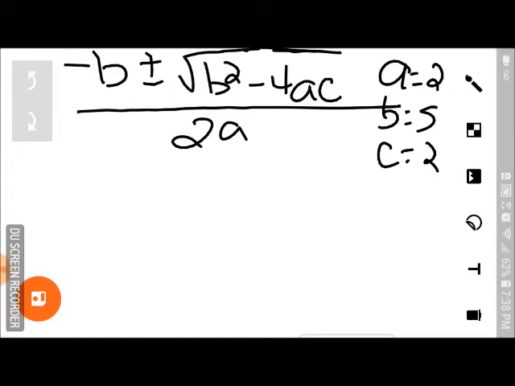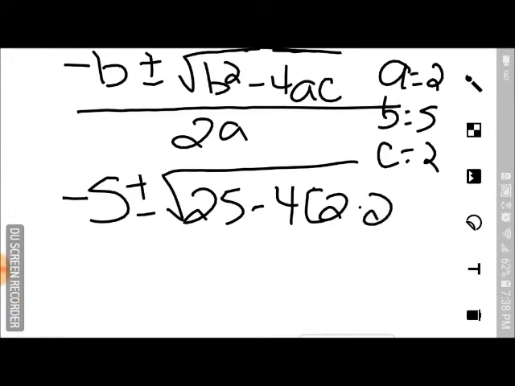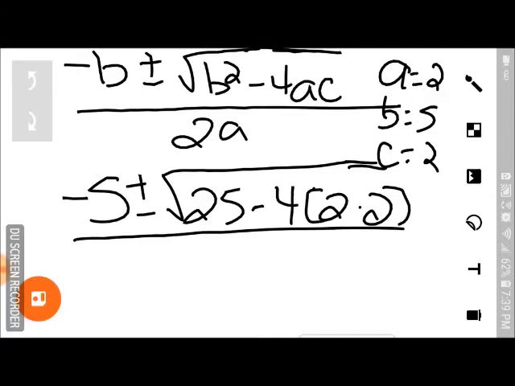Okay, so let's do it. So it'll be negative 5 plus or minus the square root of 5 squared, which is 25, minus 4 times a, which is 2, times c, which is 2, all over 2 times 2. Okay?